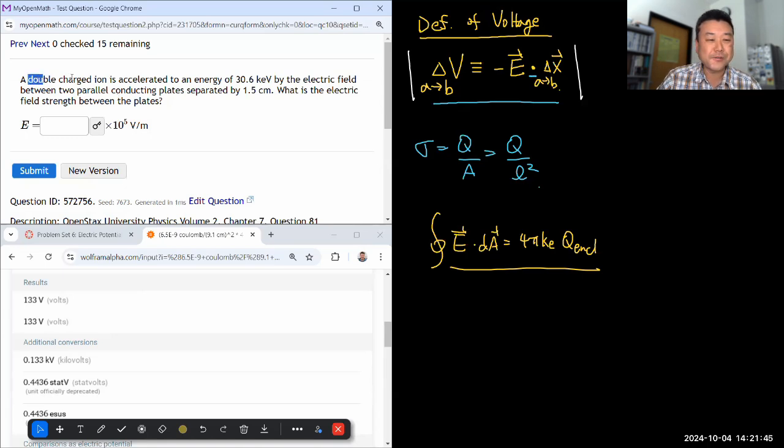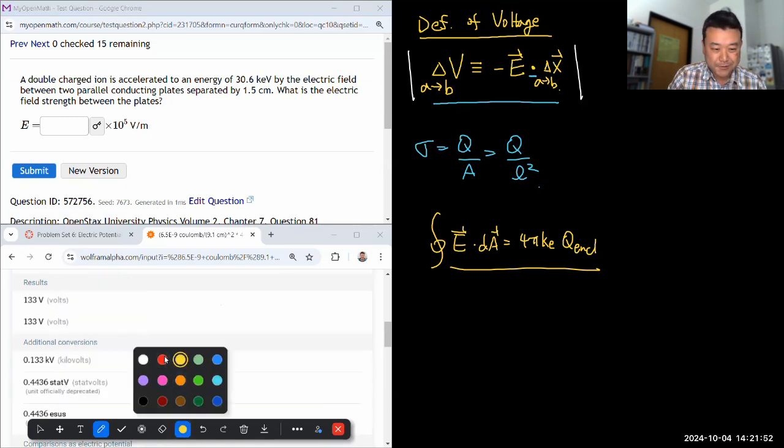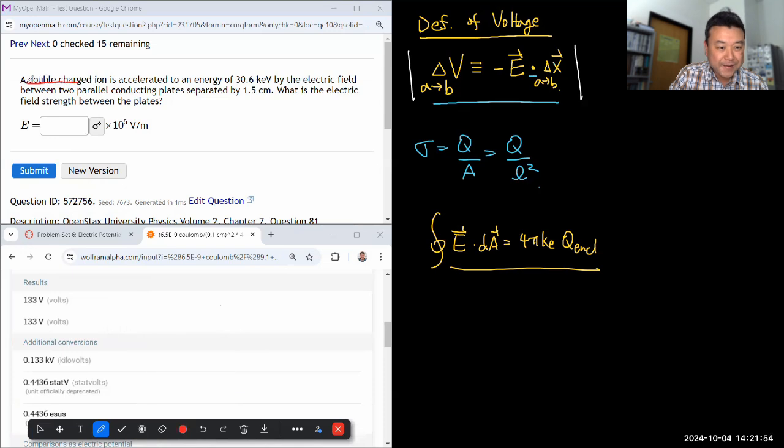It says double charged ion. I was making a mistake about that earlier, so let me make sure that I understand that double charged notation. What it means is the ion has an absolute value of its charge of two elementary charges, two electron or two proton charges. It is accelerated to an energy of this.